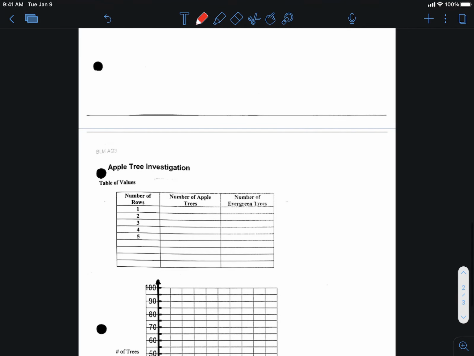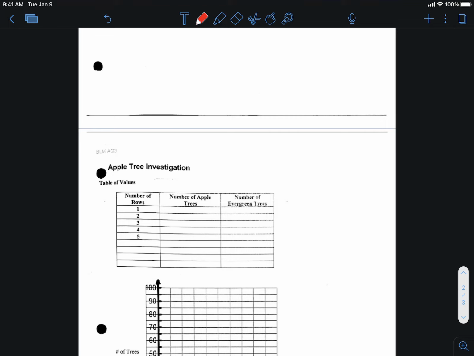Okay, I'm going to pull up the pictures here. The number of rows is going to indicate the stage number. And then we're just going to mark out how many apple trees there are, and then how many evergreens. So we're just going to assume the number of rows is going to be the N1, N2, N3, N4, N5. And we're just going to see what's happening here.